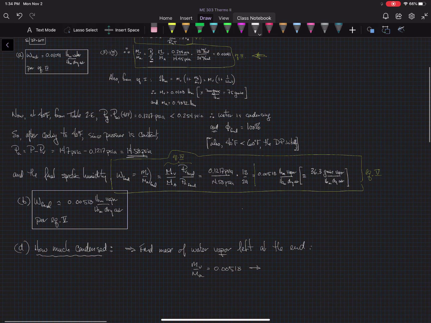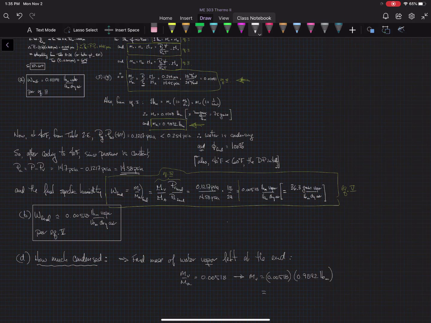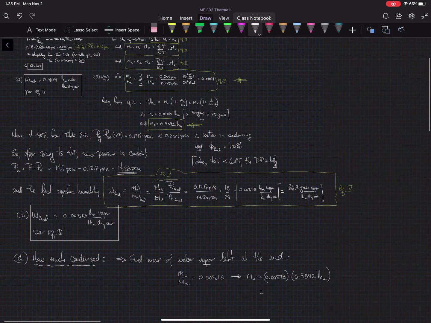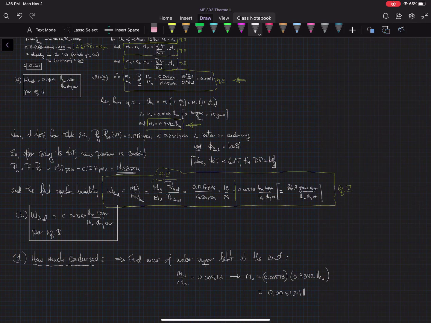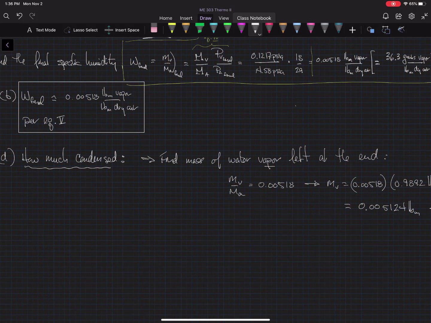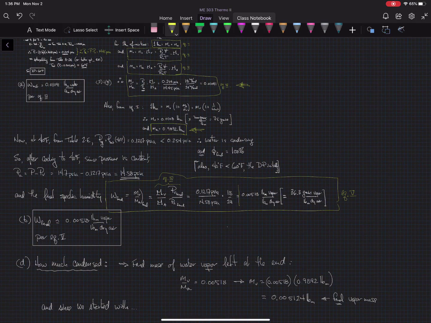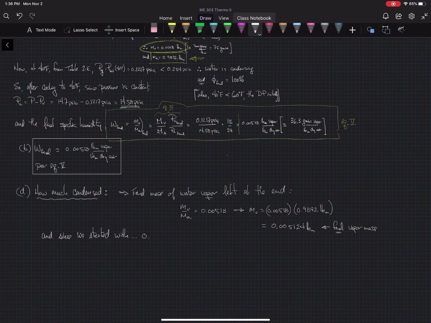That means that the mass of vapor that we have is going to be the humidity ratio times the mass of air that we have. And so we have a final mass of vapor of 0.005124 pound mass. And since we know that we started with 0.0108 pound mass, we're going to be able to subtract that to get the amount of water that had to have condensed to give us this smaller quantity at the end, right? The initial mass, sorry. So the water that condensed is going to be that minus the final vapor mass.